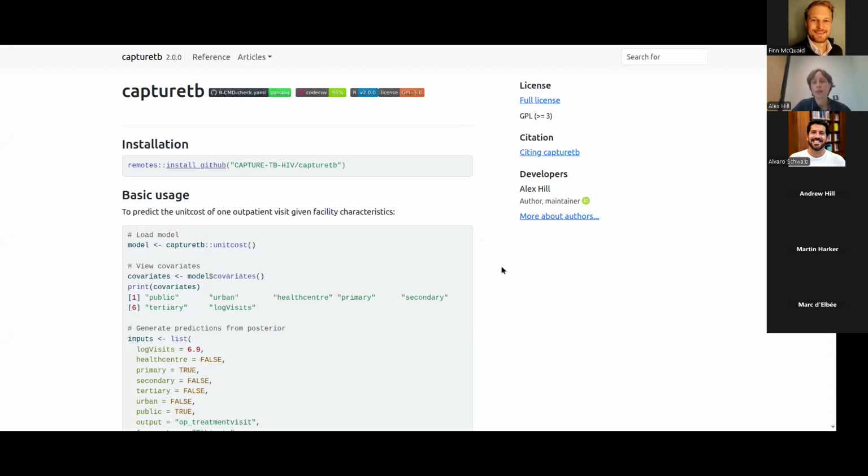So yeah, this is the documentation for the R package, which is available online. Well, actually, do you know what? Let's do the web app first.